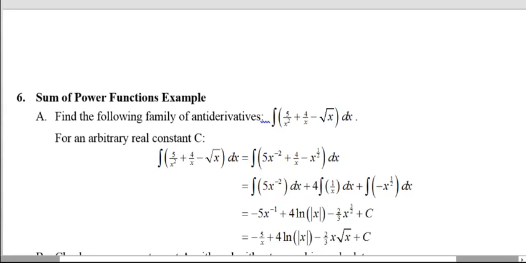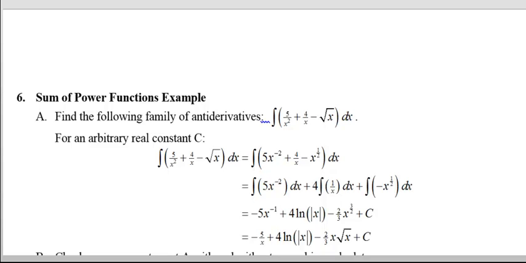Now this one looks a little bit nastier, but it's not really. We just have one extra step, and that is to rewrite this as a sum of power functions. So 5 over x squared is 5 times x to the -2. 4 over x could be 4 times x to the -1, but if it's -1, I prefer to just leave it 1 over x. So we left that one alone. And the last one, the square root of x, is x to the 1/2 power.